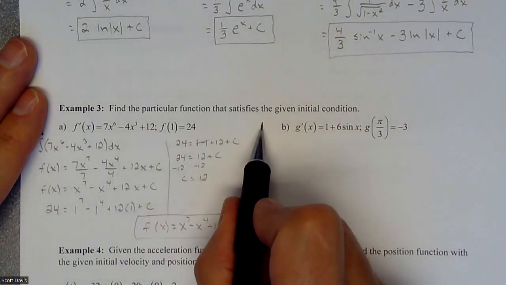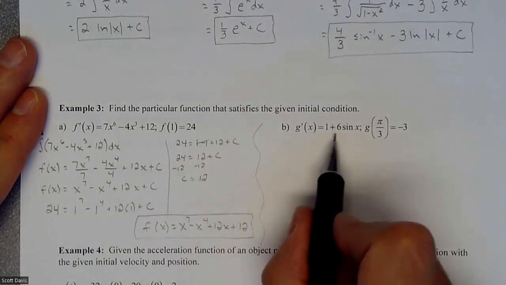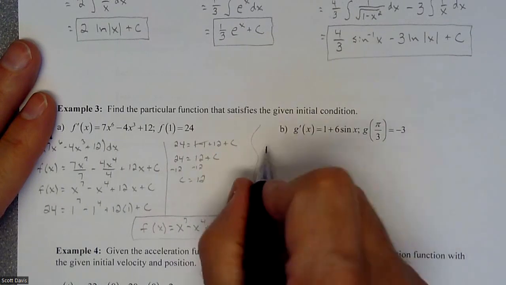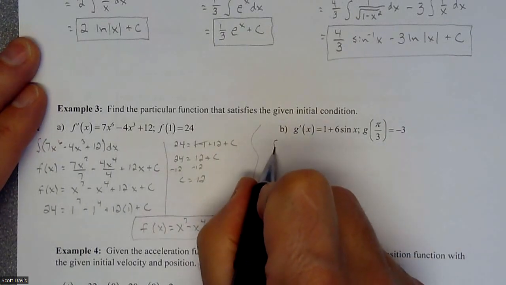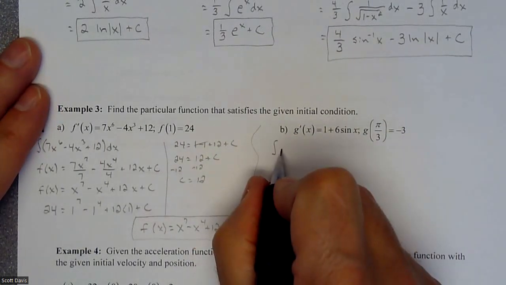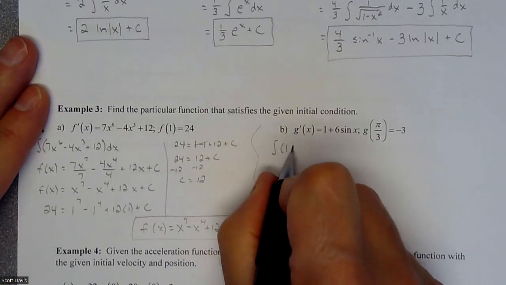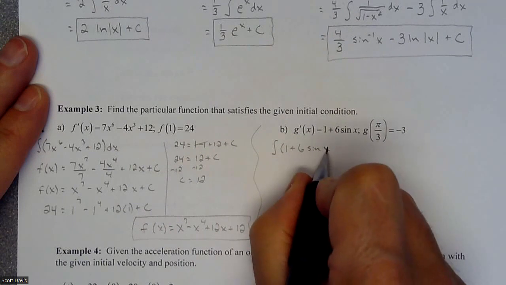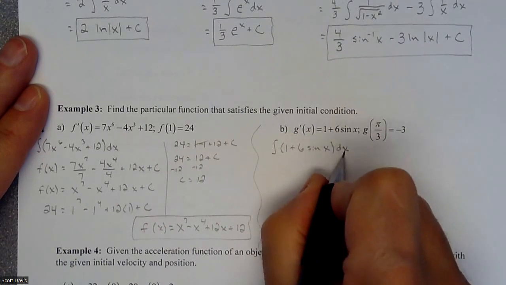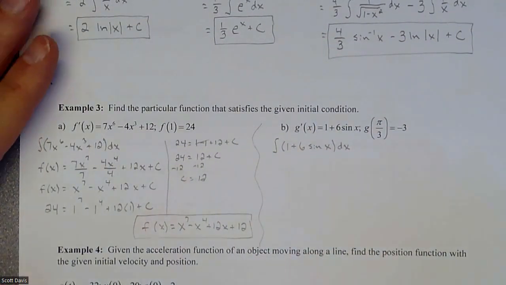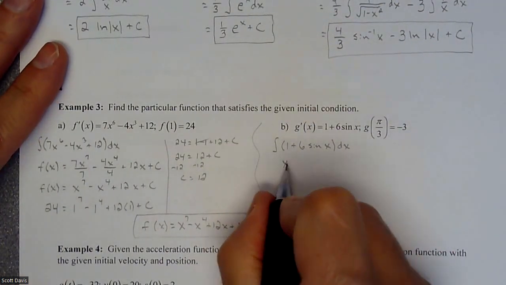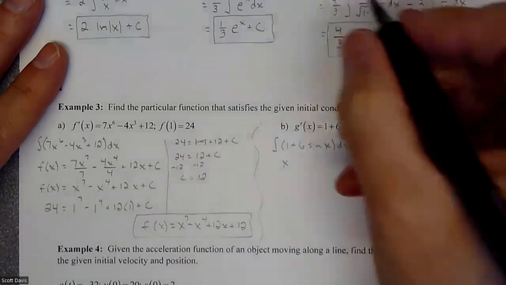Right, so let's do the same thing with the trig one. If we do the antiderivative of this, we're going to be doing the antiderivative of 1 plus 6 sine x. Okay, so the integral. The antiderivative, the integral of 1 is x.